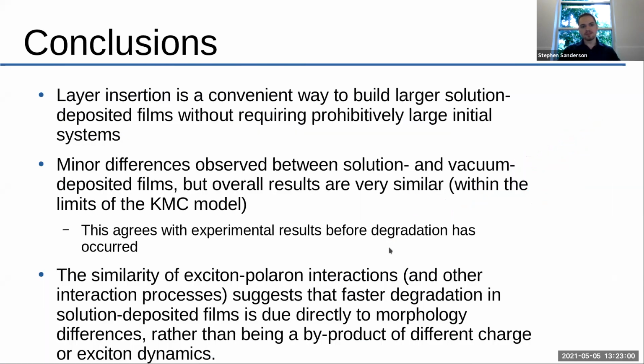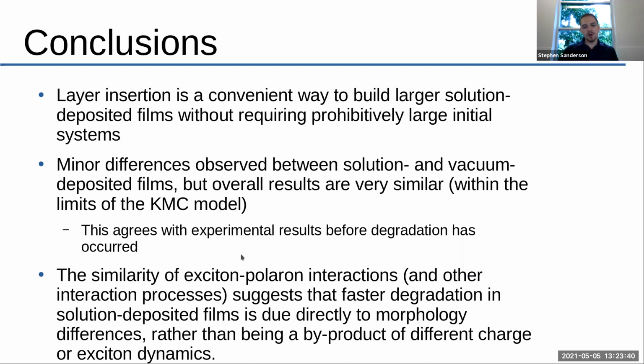So just to summarize, firstly, we've seen that layer insertion is quite a convenient way to build up a thicker solution deposited film without a prohibitively large initial system. We've also seen that we do see some minor differences in some of the transport dynamics, but nothing major. So overall, we get very similar results, at least within the limitations of the transport model used here. And that does agree with some experimental results that show that before degradation, you do get very, very similar performance in these blends.